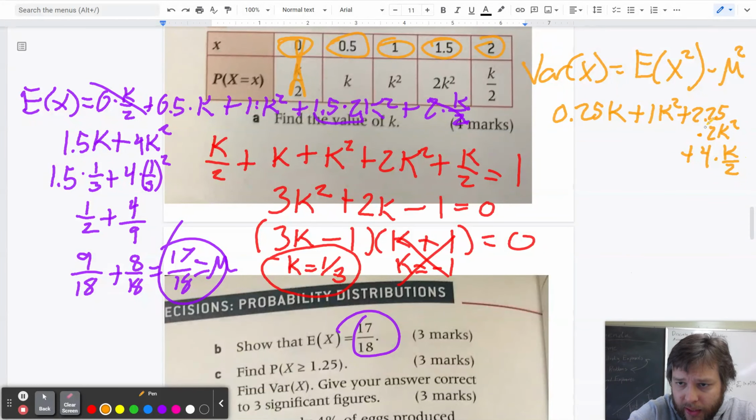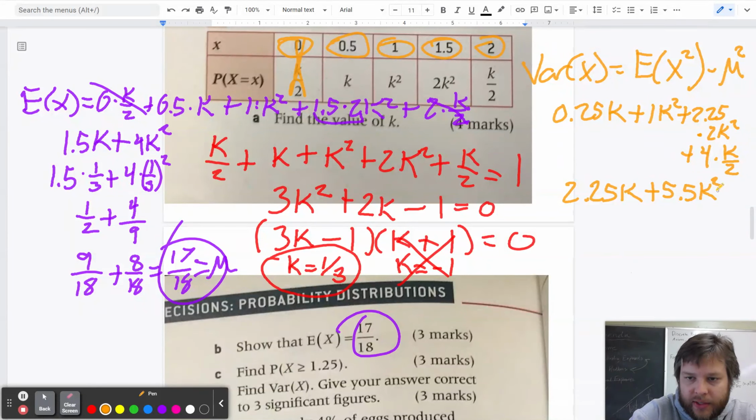Okay, so let's see. Here is 0.25k. Here is 2 more k's because 4 over 2. So I have 2.25k. And how many k squareds do I have? This is 2.25 times 2, so that's 4.5. So 5.5k squared. I'm going to substitute in 1/3. So 2.25 times 1/3 plus 5.5 times 1/9.